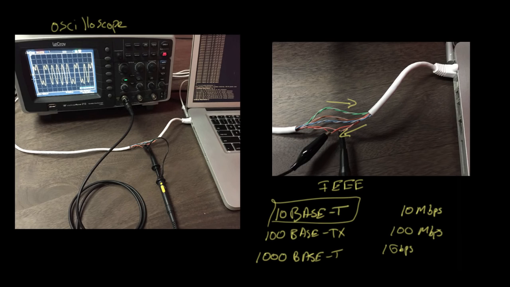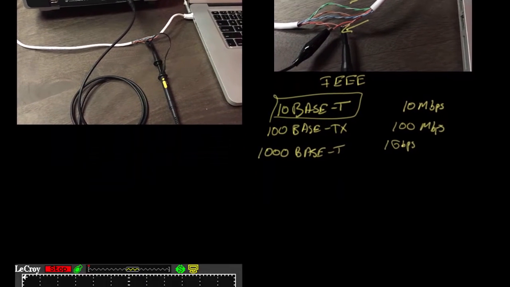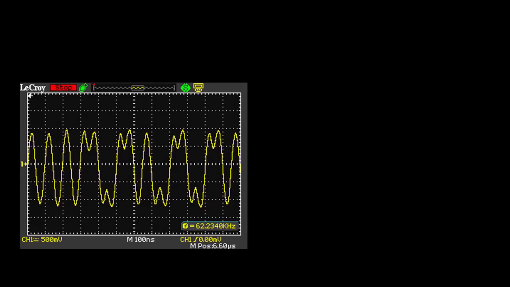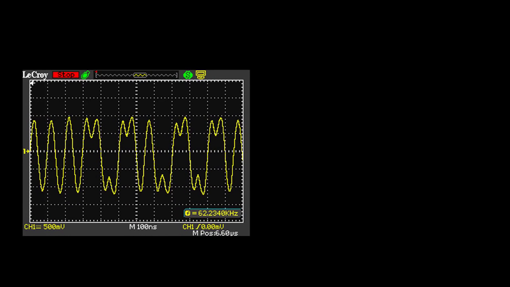And so here we can see the voltage seems to be going up and down a lot over time. So if I scroll down here, what I've done is taken a screenshot from the oscilloscope so we can look at this in a bit more detail.